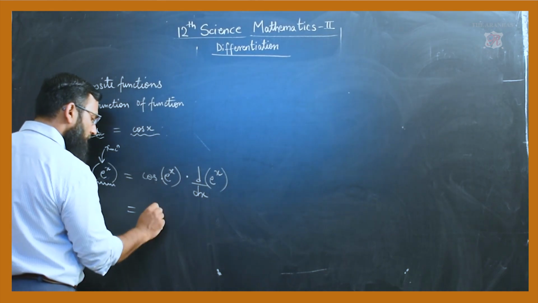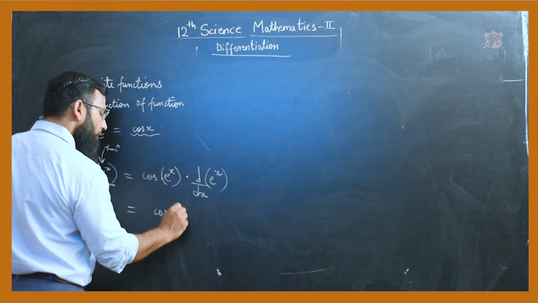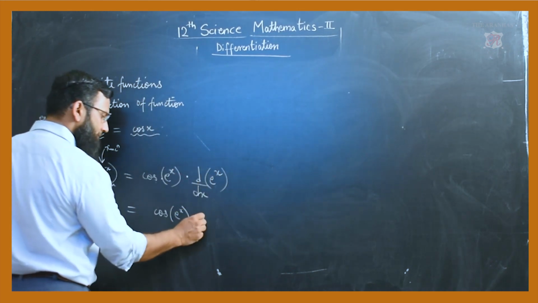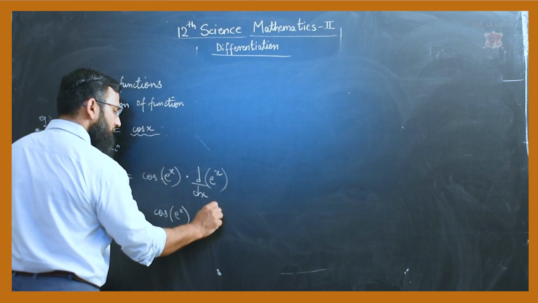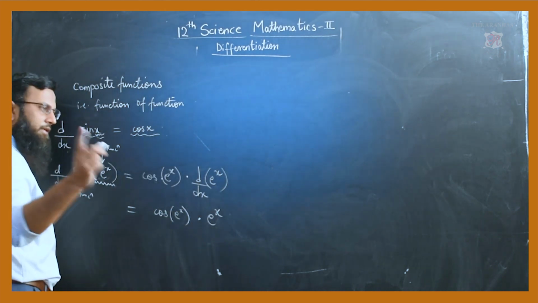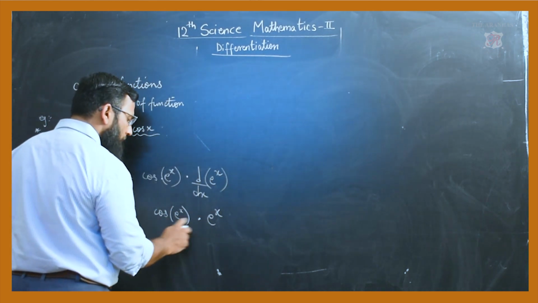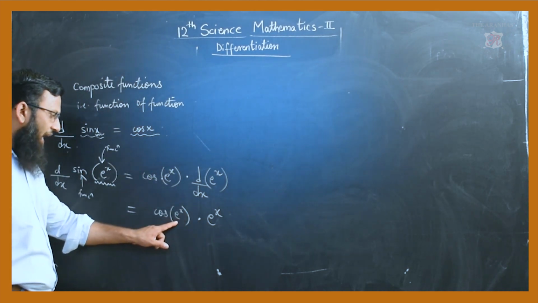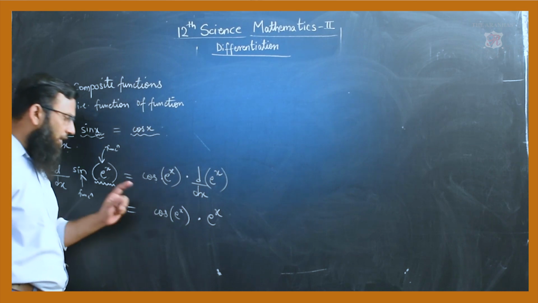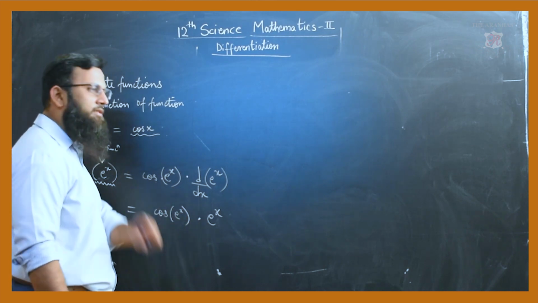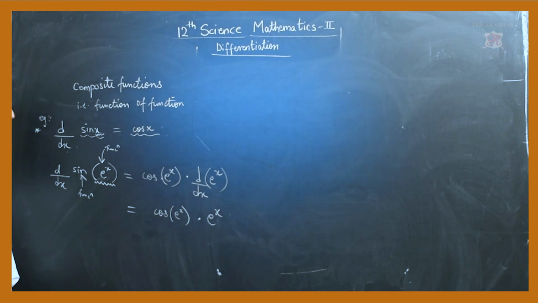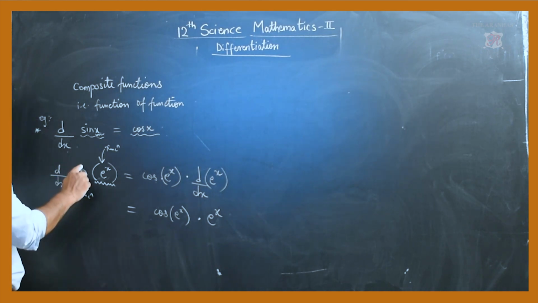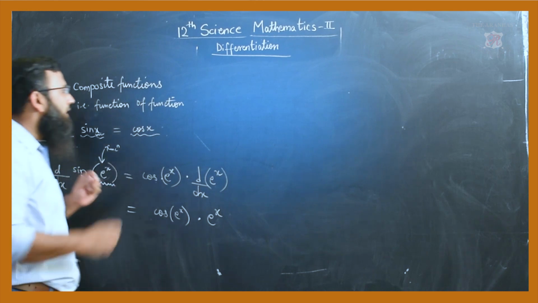So now it will be cos of e raised to x, and derivative of e raised to x is e raised to x. Dear students, please do not try to multiply these two values, because this e raised to x is the angle of this cos. So we are not supposed to multiply this e raised to x with the multiplier e raised to x. This is the additional part of it. So derivative of function of a function. Let us see one more example.